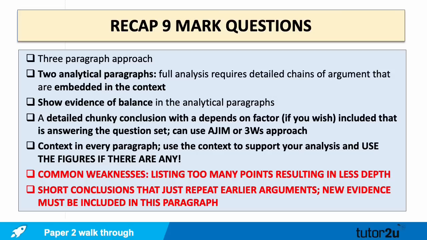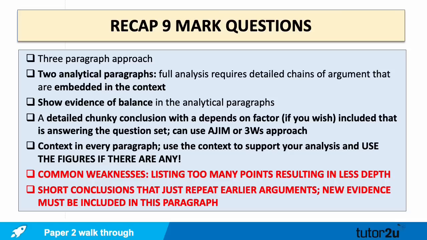So you can use the AGM approach or the 3 W's approach. So in the conclusion, you would write, overall, I think, choose the option, should they go for whatever the business is deciding to do in the question or not. You then need to include some new evidence. So refer back to your analysis, but then some new evidence to support your judgment. That is really, really important.